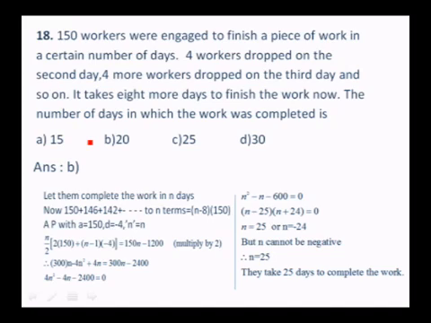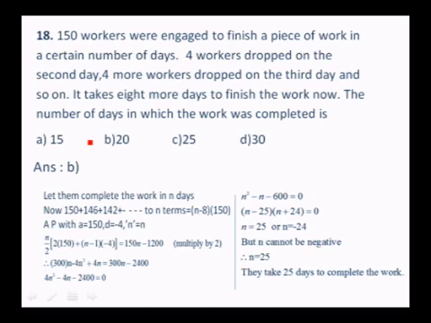First term 150, d is -4 and n is n itself, number of terms. So if we apply the sum to n terms formula, n by 2 into 2 into 150 plus n minus 1 into -4 is equal to 150n minus 1200. If you multiply by 2, you get 300n minus 4n square plus 4n is equal to 300n minus 2400.